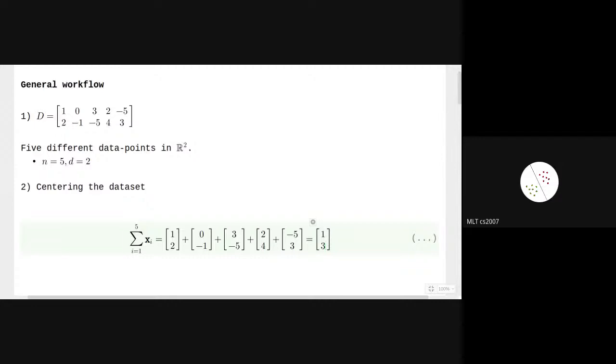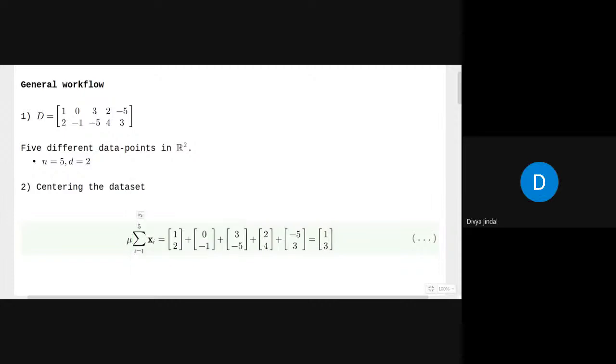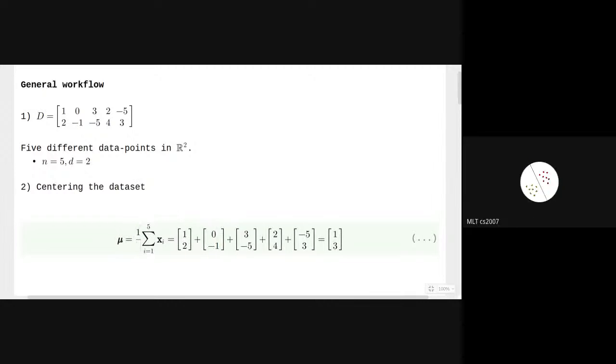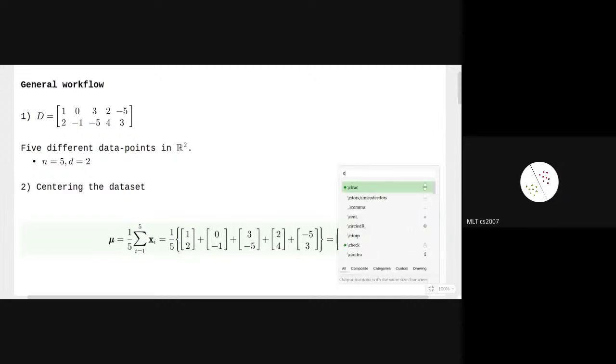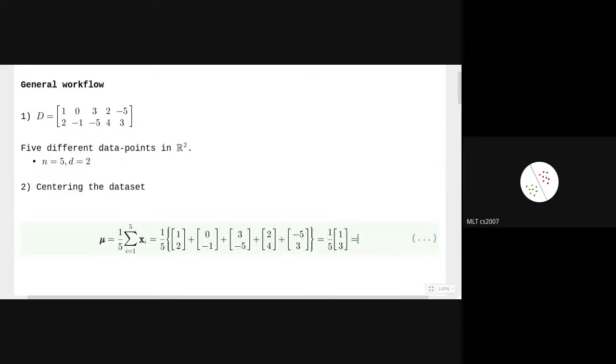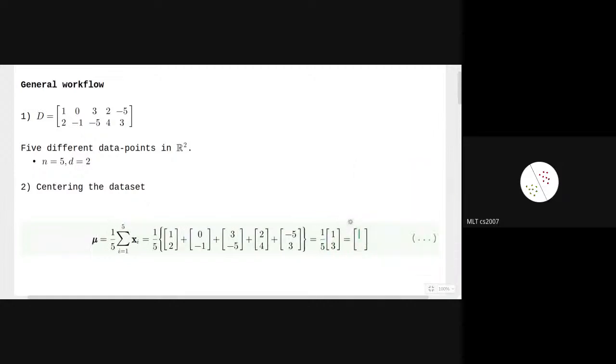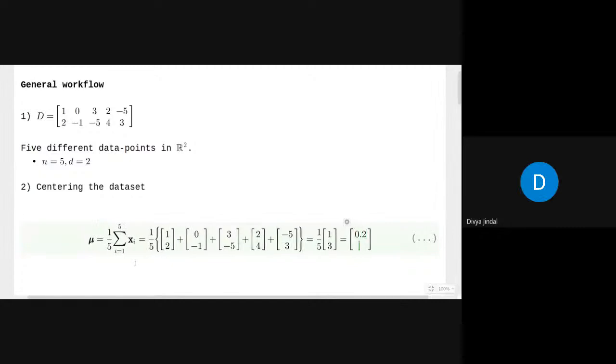Okay, so what we have to do now is average. This is the mean. The mean will be equal to 1/5 of this whole thing. So this is finally going to be 1/5 of that, which is 0.2 and 0.6. Is that correct?